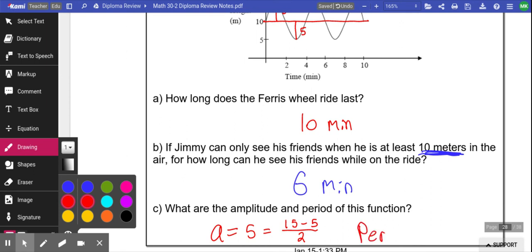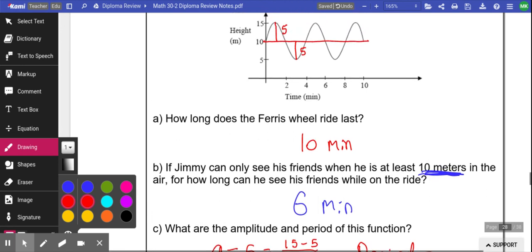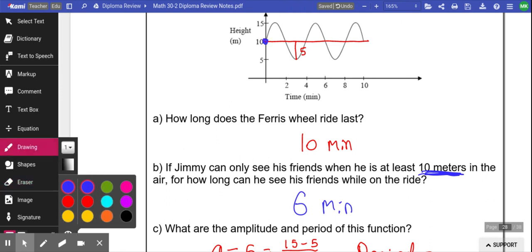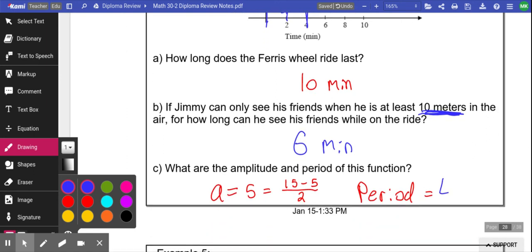The period. The period equals 2 pi divided by b, but we don't know what b is. So what we need to do is look at this graph and realize period is how long it takes for something to cycle. In this question, this is the distance of one cycle. Right? 2 spots on the midline that both go up after. That distance is 4 minutes. That means my period is 4.